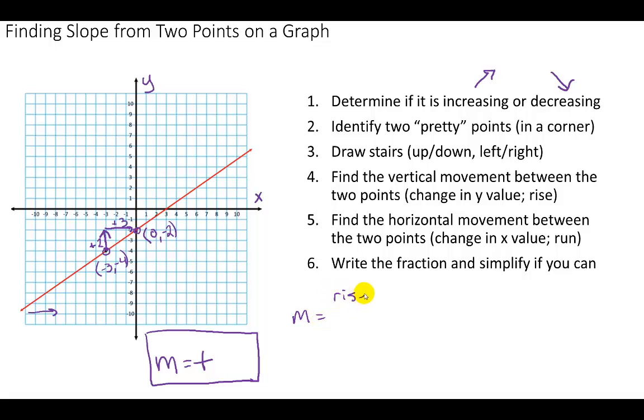Slope is rise over run. So we went up 2, and then the horizontal movement, moving to the right, we went a positive 3. I can't simplify this fraction anymore, so I'm done. Its slope is a positive 2/3.